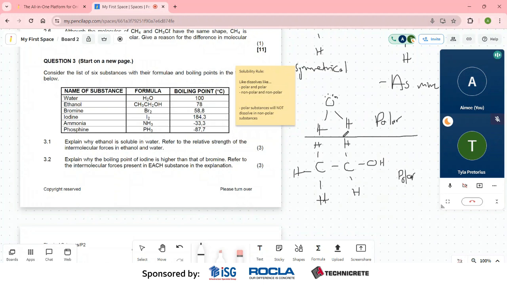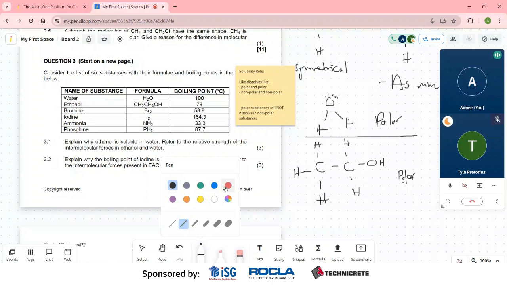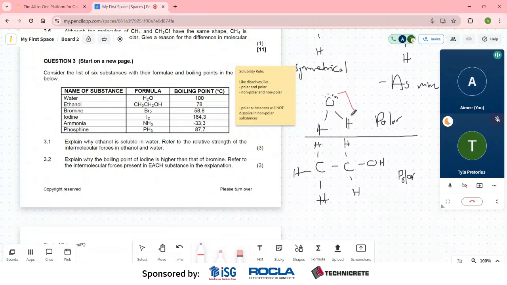Okay, so refer to the relative strength of intermolecular forces. Why will water and ethanol dissolve each other? Why are they soluble? Number one, they're both asymmetrical and polar molecules. And additionally, they both have hydrogen bonds. They both have an oxygen bonded to a hydrogen. Water actually has two. So water has hydrogen bonds, ethanol has hydrogen bonds. This means that there is a similarity in the strength of intermolecular forces between them, and therefore they are soluble.